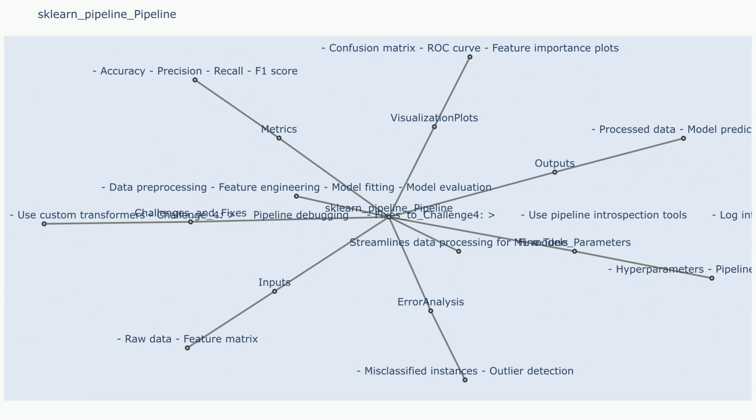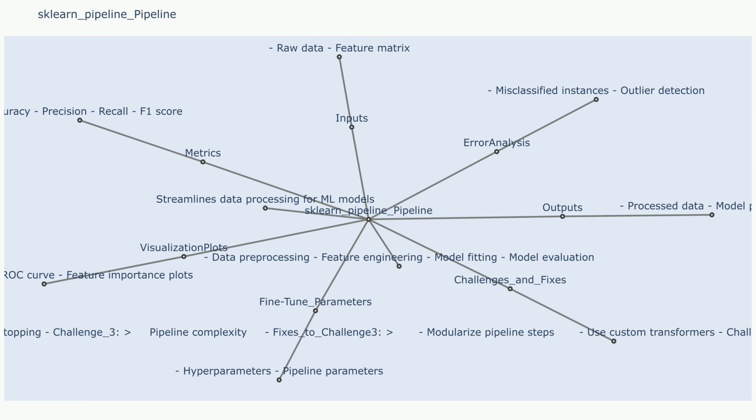Feature importance plots visualize the relative importance of features in a model, helping to understand which features are most influential in making predictions. Fine-tune parameters. Hyperparameters of estimators: the parameters within the estimators used in the pipeline can be adjusted to optimize model performance. Pipeline structure: you can experiment with different combinations of estimators and their order within the pipeline.